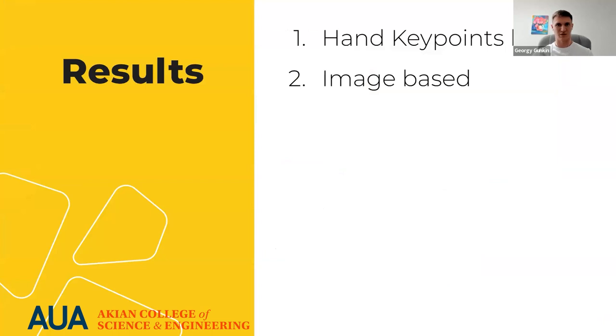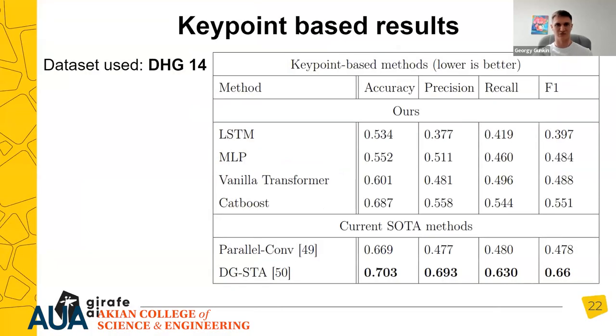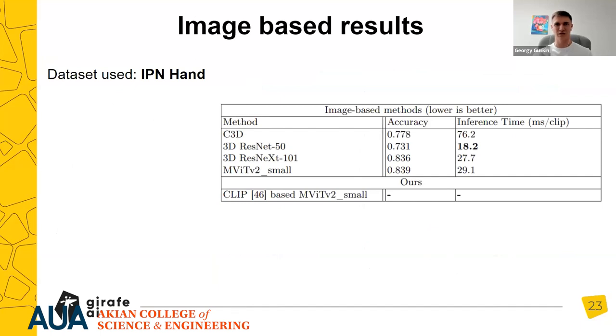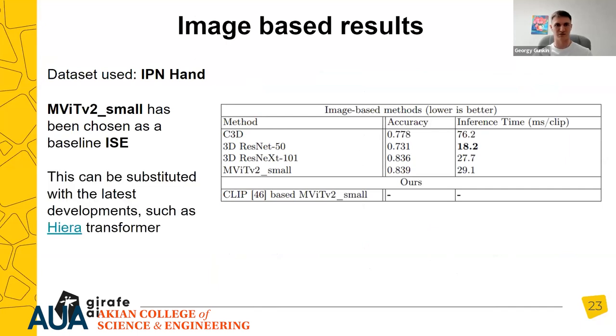So the results that we came up with for hand keypoint based approaches, we can see in the table that MLP and CatBoost succeed over LSTM, which is pretty interesting, because MLP and CatBoost don't treat the sequence like LSTM does. So we can see a non-trivial connection between the noisy hand keypoints in the sequence. And image-based results: we're using the IPN Hand dataset, and there are C3D, ResNet, ResNeXt, and MobileNetV2 Small. The baseline has been chosen as MobileNetV2, and this can also be substituted with the latest, for example, a transformer.